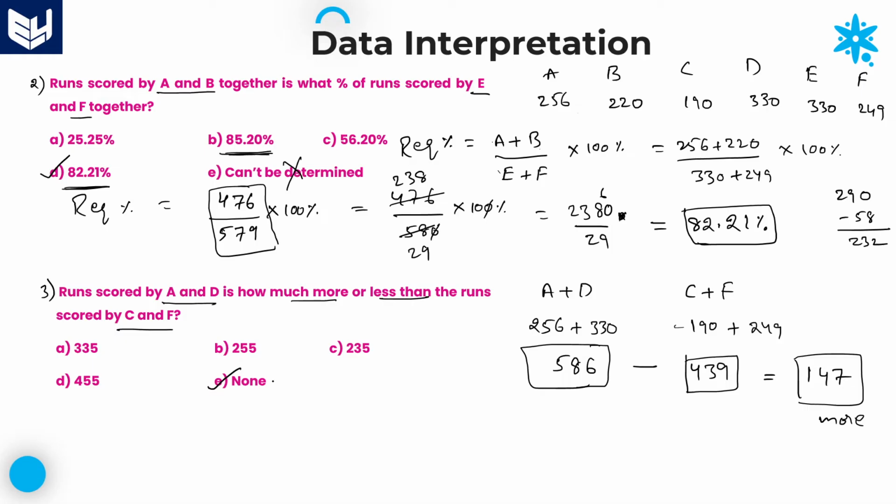Why? Because here 147, that is the difference between those two values, which is not given in the options. Here the runs scored by A and D is 147 more than that of runs scored by C and F. That is the meaning of that question. Option E is the right answer for this question.